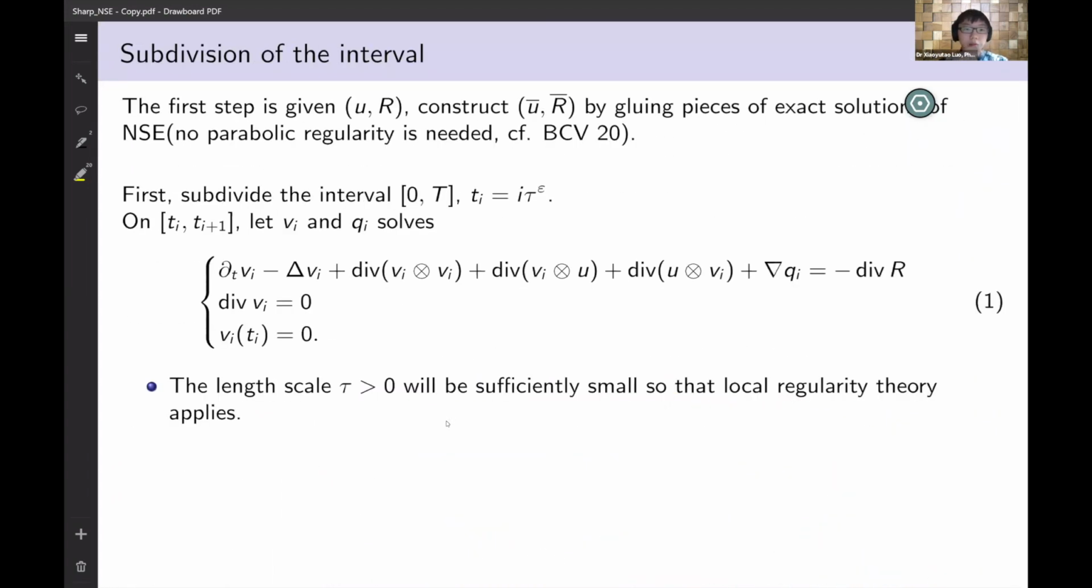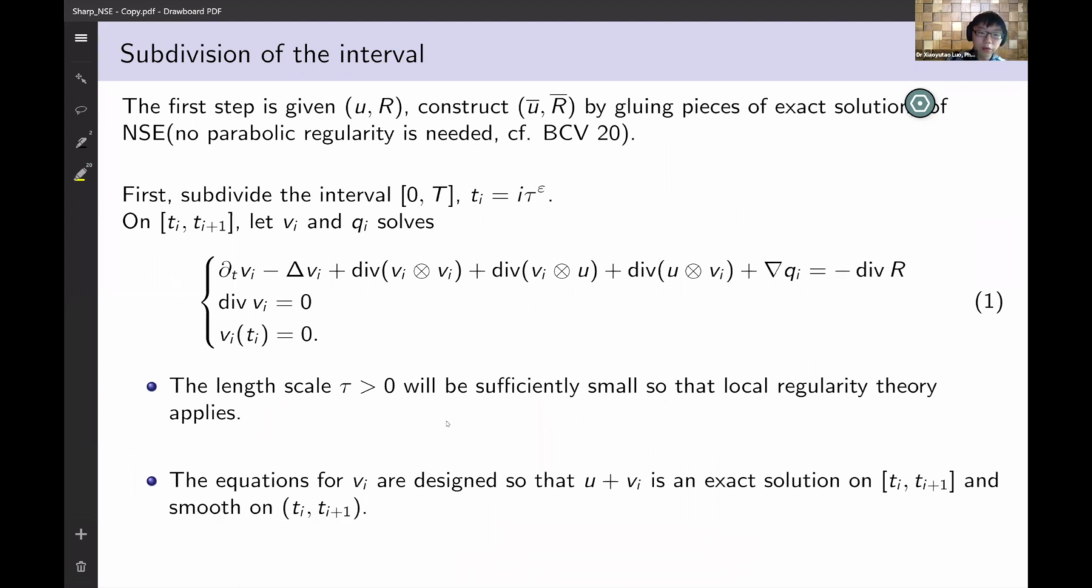So now we do the first step, which is concentrating the stress error. We drop all the subscripts for convenience, right? Basically, all we do is to solve the Navier-Stokes exactly on each tiny interval. If you look at the equation for this VI, it is designed so that U plus VI is an exact solution on this interval. And this tau is a free parameter at our disposal. I'll take this as small as I want so that there's no blow up, so that the solution is unique and smooth, because everything here is smooth and I start with 0 initial data.